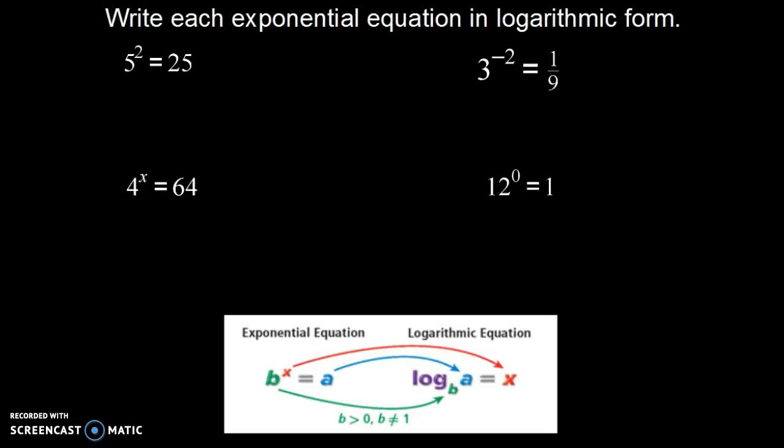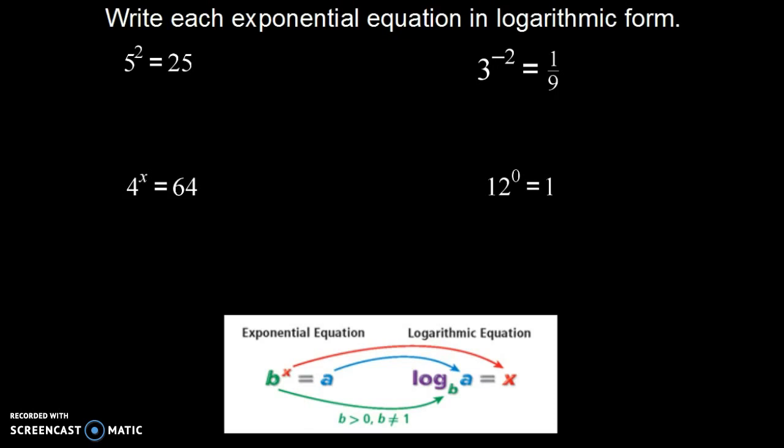We are, in this video, going to look at a few more examples of converting exponential equations into logarithmic form. And then we're also going to go in the other direction and take some logarithmic equations and turn them back into exponential equations. So if we look at our first example here, we have 5 squared equals 25.